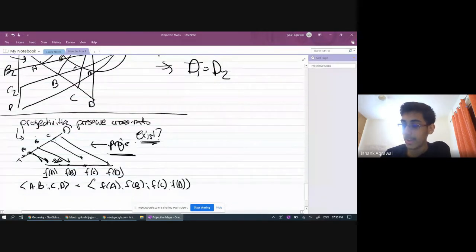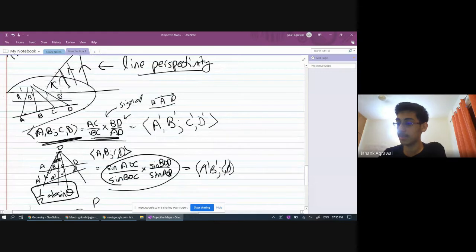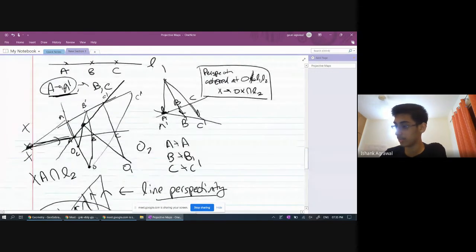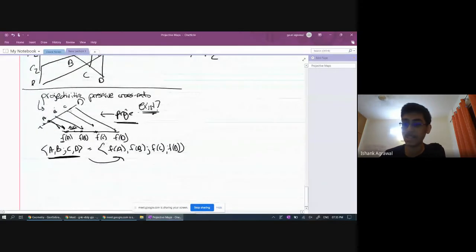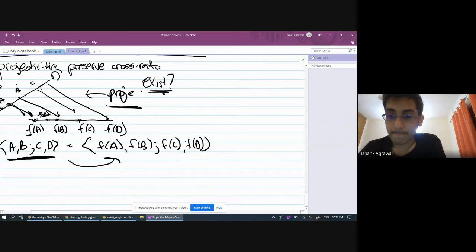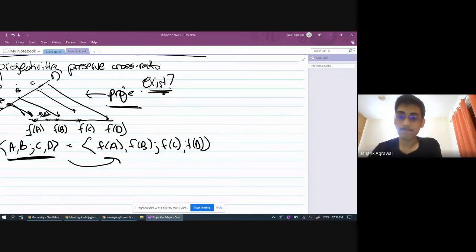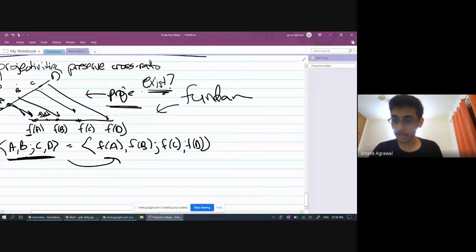Yeah, okay. And so therefore, if you map any 3 points ABC using that perspectivity that we did earlier, then that perspectivity must necessarily send D to FD because the cross ratio is the same. Does everybody understand? Okay, actually this thing is kind of special, and they call this the fundamental theorem of projective geometry.